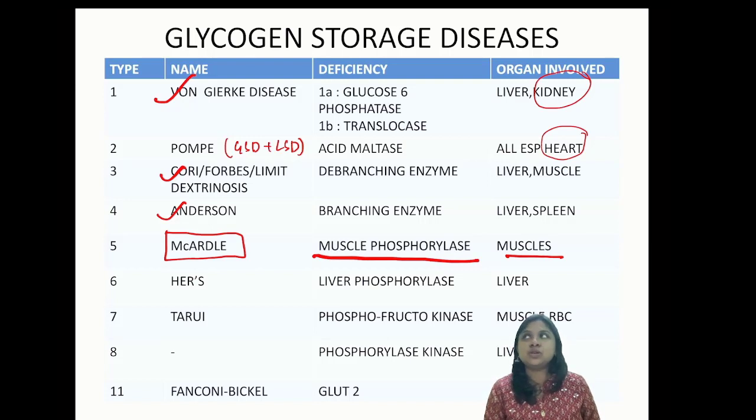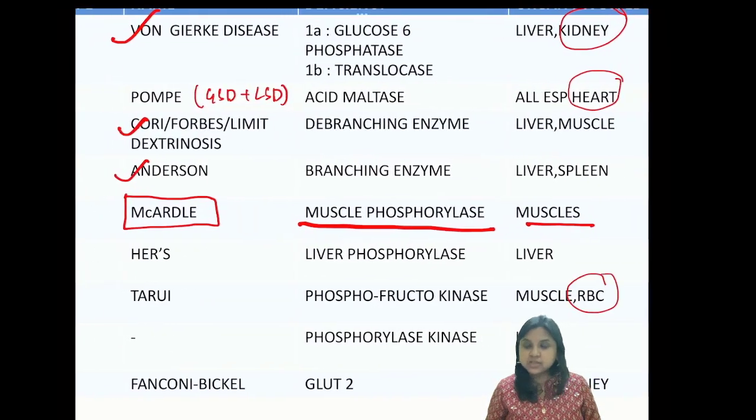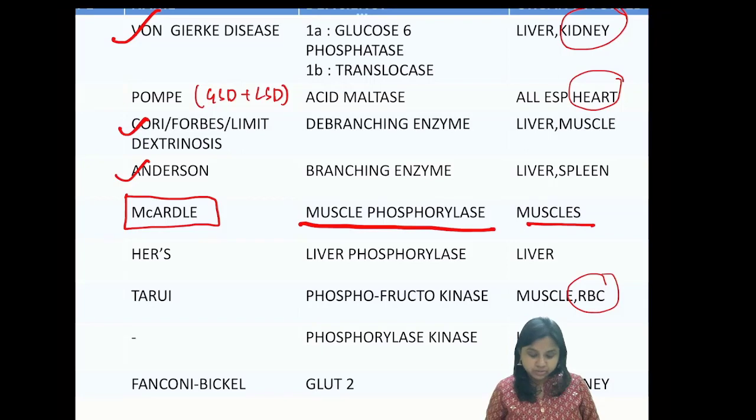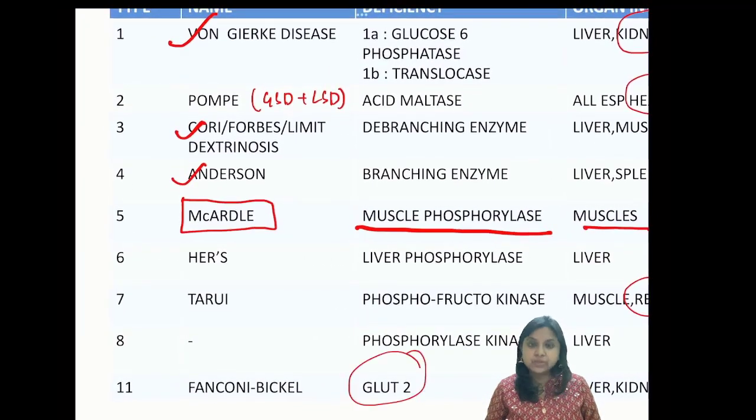So if you are told in the question, a child presents with effort intolerance, or after exercise the child is feeling fatigued and weak, one of the most common causes is McArdle's disease, the deficiency of muscle phosphorylase. Type 6 is Hers' disease, a liver phosphorylase defect. Tarui disease is phosphofructokinase deficiency, where we have the muscle and the RBC also involved. Remember that, right? And lastly, remember Fanconi-Bickel, it is the GLUT2 deficiency.